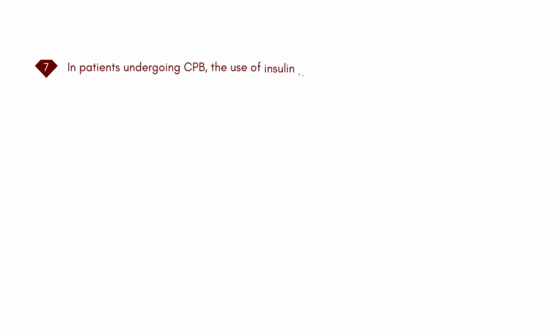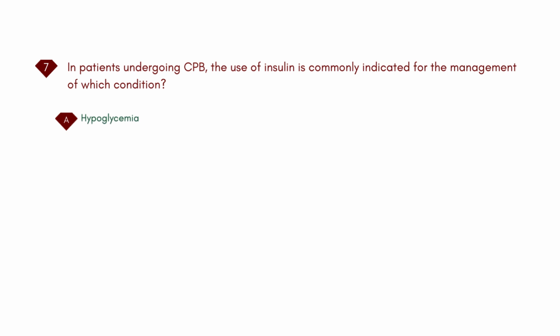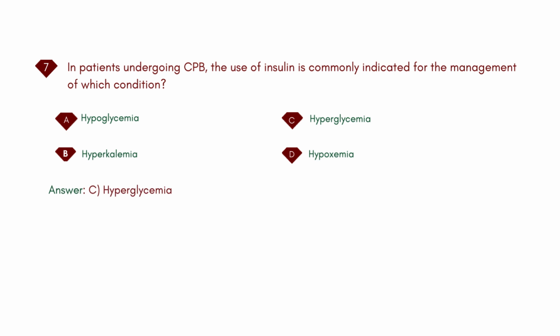In patients undergoing CPB, the use of insulin is commonly indicated for the management of which condition? A. Hypoglycemia. B. Hyperkalemia. C. Hyperglycemia. D. Hypoxemia. Answer: C.